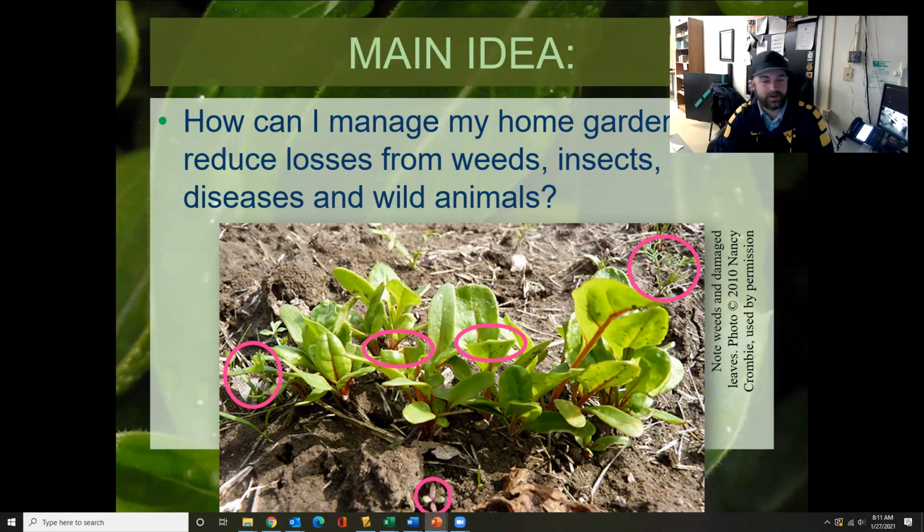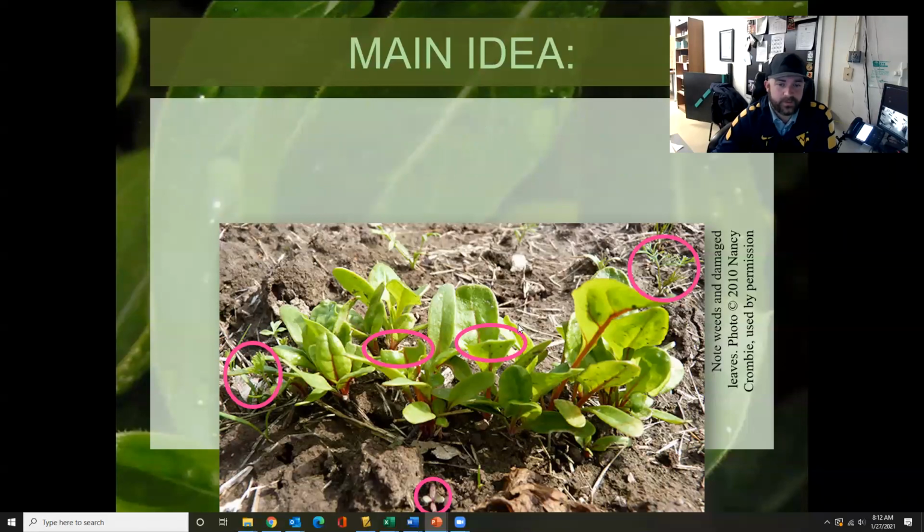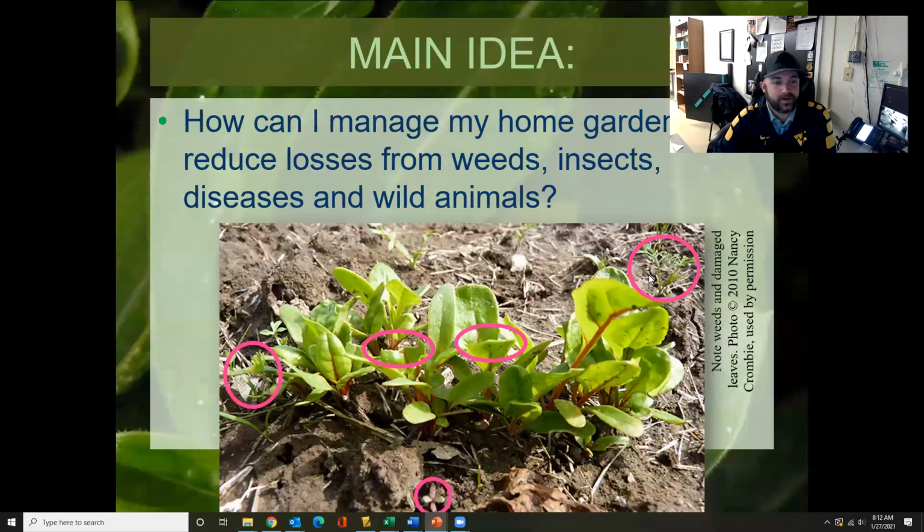If we take a look at this picture here, we have weeds and damaged leaves from various things. We have some weeds up here in the top of this picture, down here, and then we have some damage on the leaves from probably some different types of insects or diseases. So we're going to take a look at a little bit about these today.